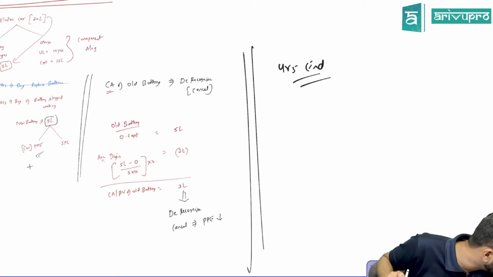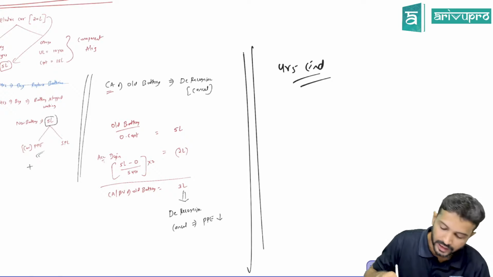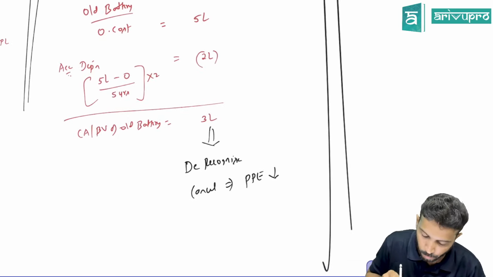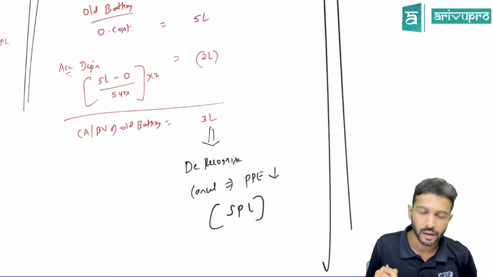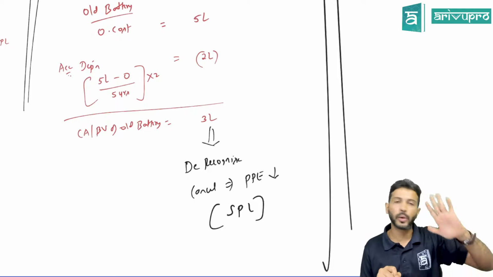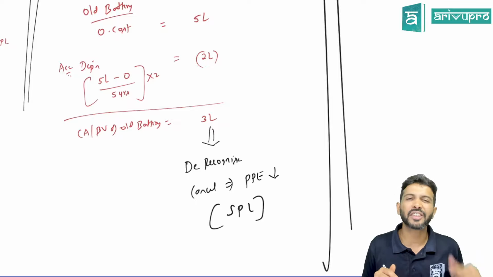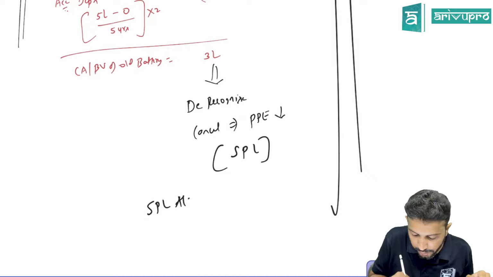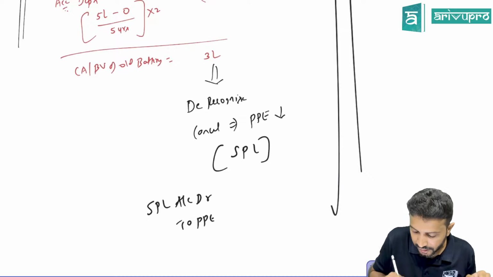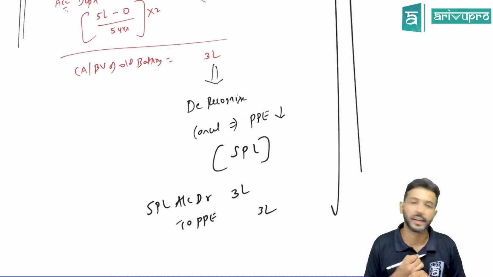One second, some doubt has come. So derecognition from PPE and show in P&L. Yes, sir. This 3 lakh rupees, where will it go? This 3 lakh will be derecognized and transferred to the P&L account. Basically, P&L account debit to property, plant and equipment. That's the entry you will pass: P&L account debit to property, plant and equipment, 3 lakh rupees. Fine now?